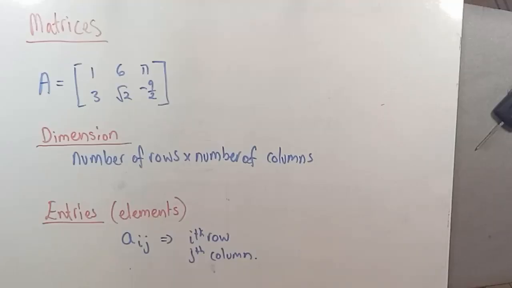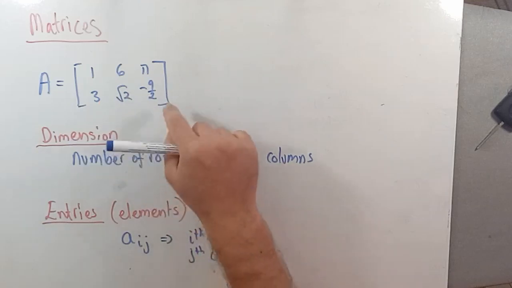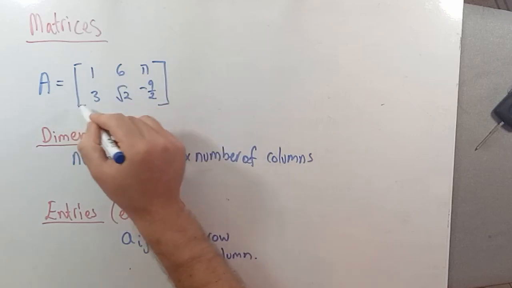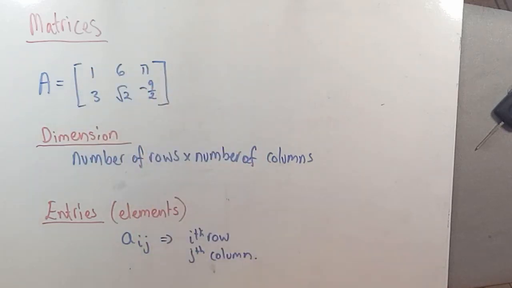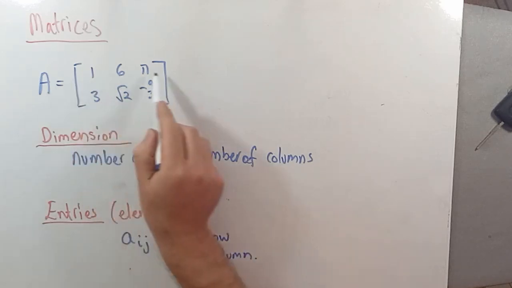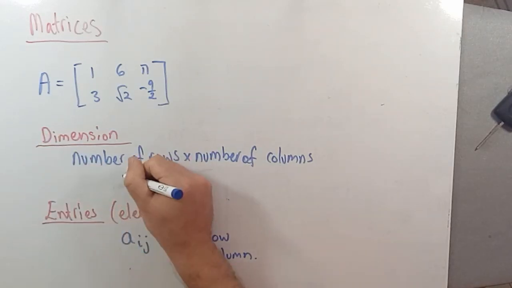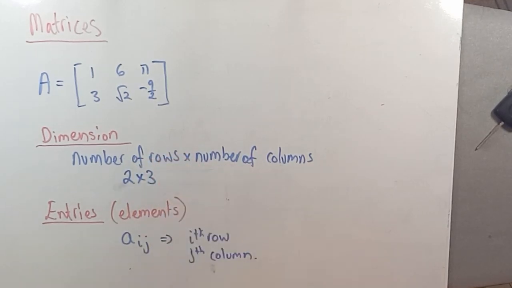Wonderful. Okay, matrices. So matrices look like this. We've got rows of numbers and columns of numbers. The dimension of the matrix is the number of rows by the number of columns. So we'd say this one has 2 rows and 3 columns, so the dimension of matrix A is a 2 by 3 matrix.